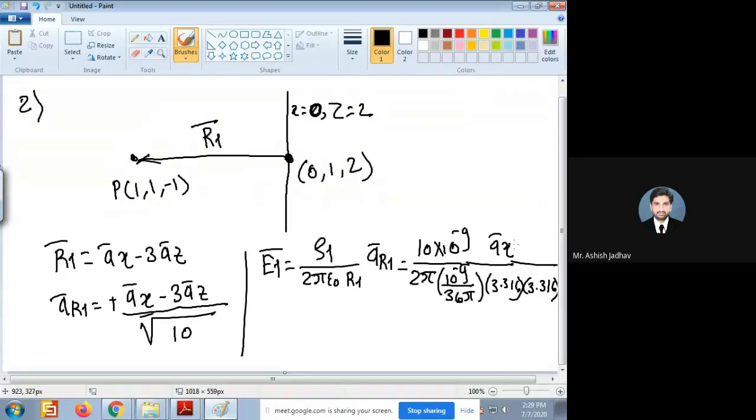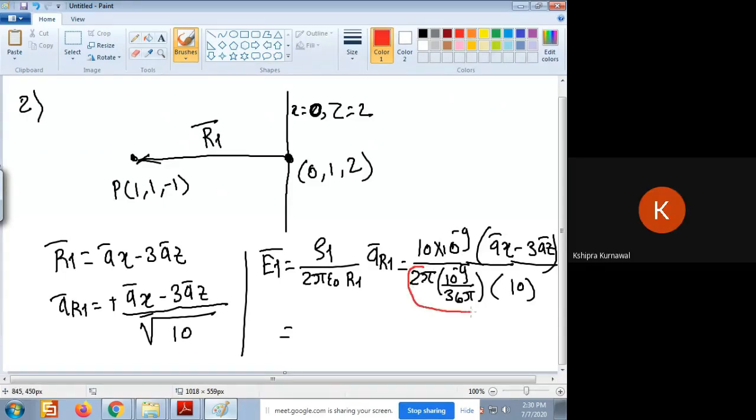What is the value of under root 10? Well, 3.16. I can directly write here 3.16, A bar x minus 3 A bar z. I don't have a calculator right now with me, so you can solve this and tell me the answer.